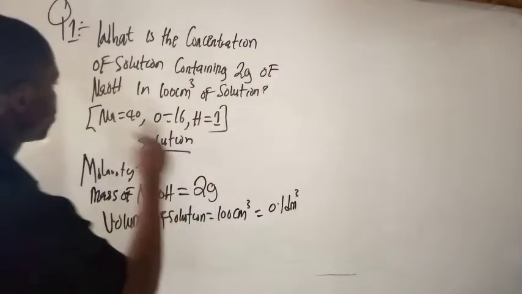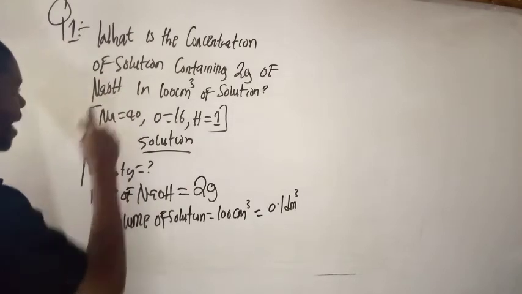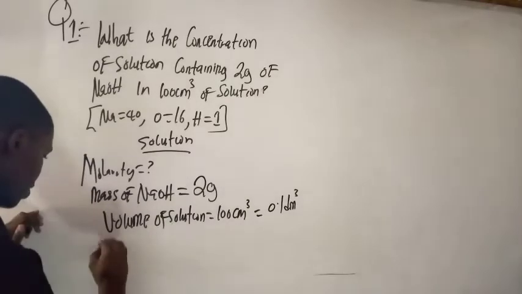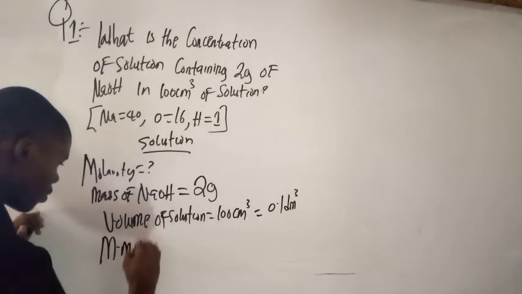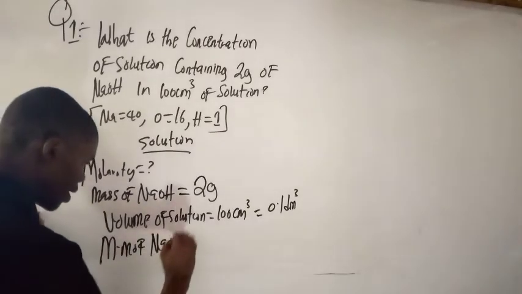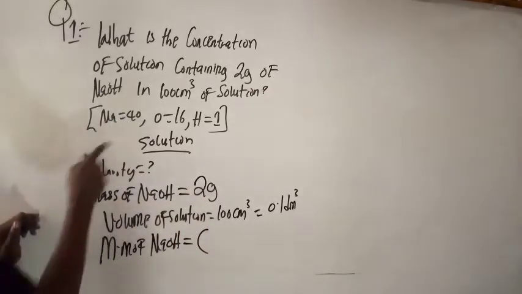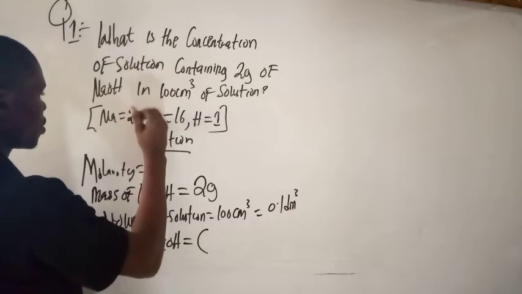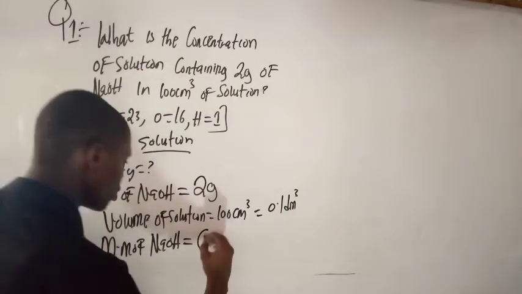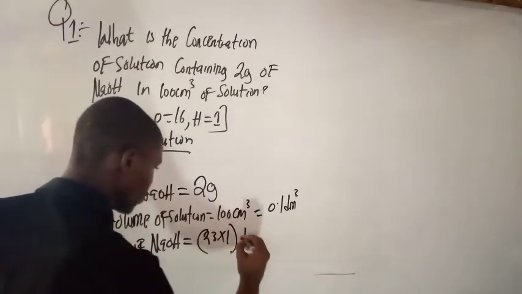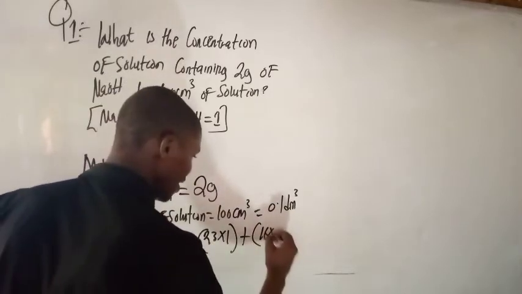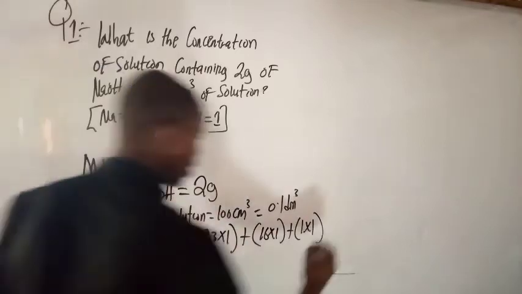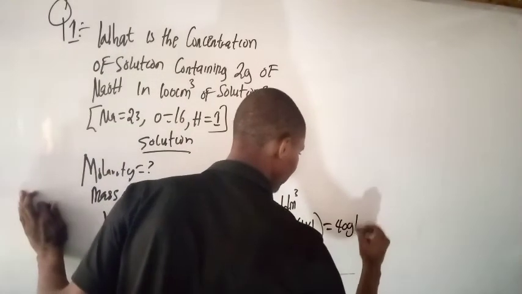The next thing to do is to calculate the molar mass of NaOH. The molar mass of sodium is 23, not 40. So it's going to be 23 times 1 plus 16 times 1 plus 1 times 1. If you do the calculation, you're going to have 40 grams per mole.